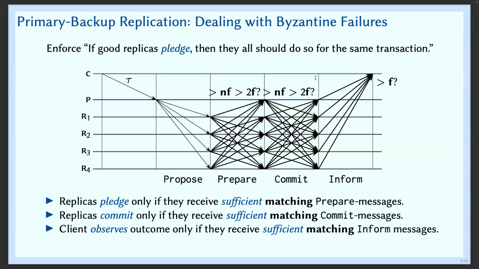Let's say it receives messages from everybody. What can I say about R4? What's the state of R4? Prepared? What's the state of R3? R2? R1? So it knows all of them are prepared. What was the point of having reached here?